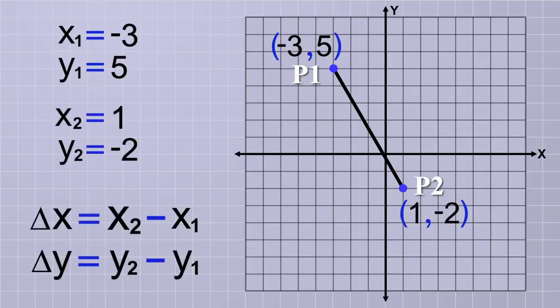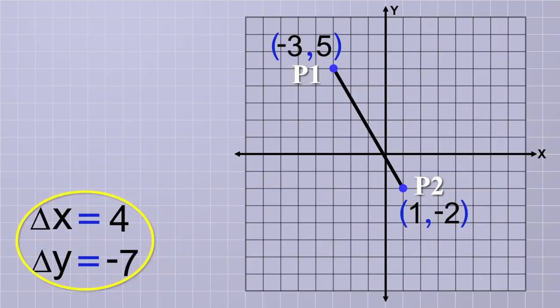Delta x equals x2 minus x1, which is 1 minus negative 3. So delta x equals 4. Delta y equals y2 minus y1, which is negative 2 minus 5. So delta y equals negative 7.